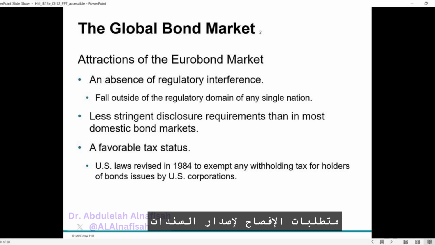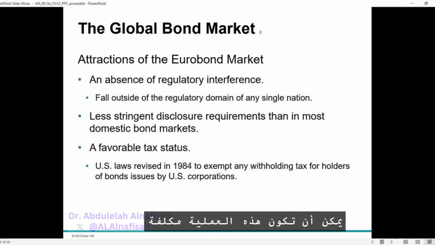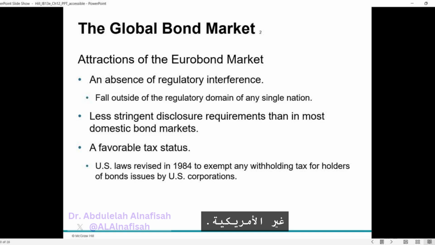The disclosure requirements for issuing Eurobonds are generally more relaxed than those in national bond markets. For example, firms issuing bonds in the U.S. must comply with strict SEC regulations, including detailed disclosures of financials and executive compensation. This process can be expensive and time-consuming, especially for non-U.S. companies. In contrast, Eurobonds, including those in U.S. dollars, often bypass these burdens, making them a cost-effective alternative.